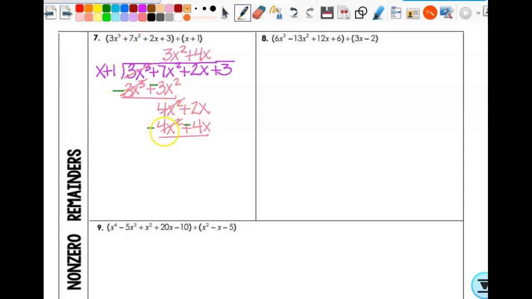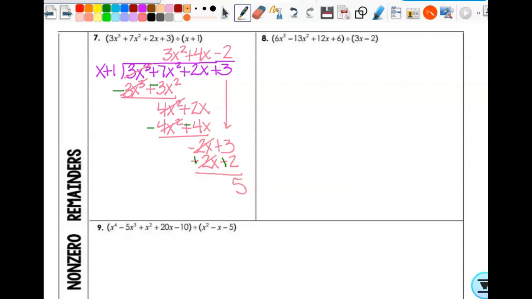These zero out. This gives me a negative 2x. This comes down, plus 3. So x into negative 2x leaves me with a negative 2. So you get negative 2x minus 2. Change my signs, and I get 5.